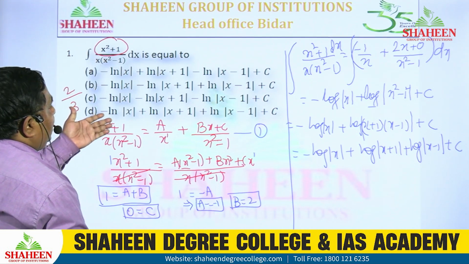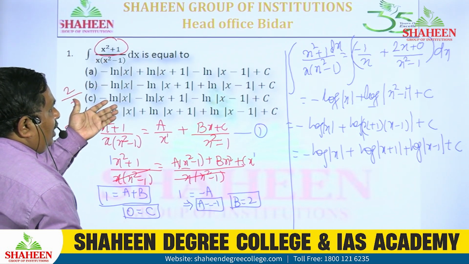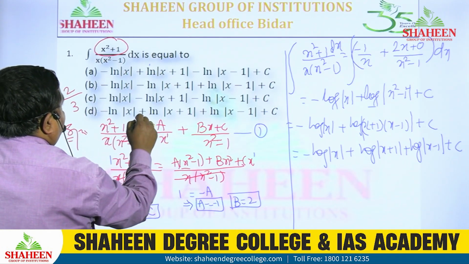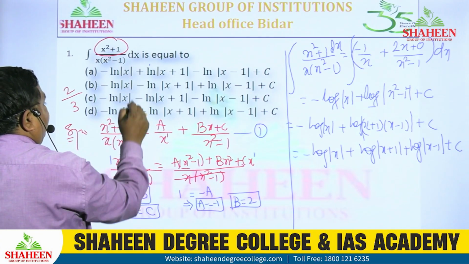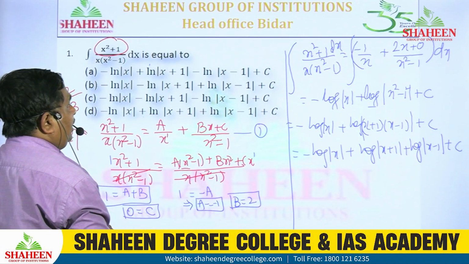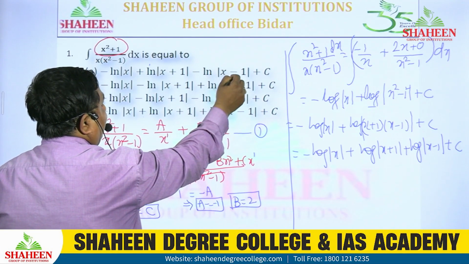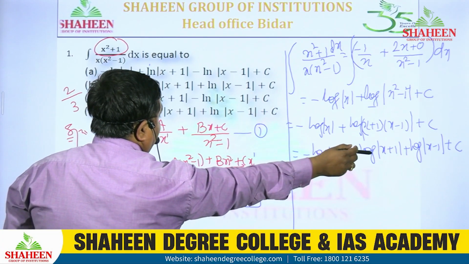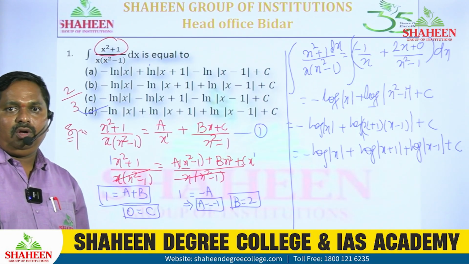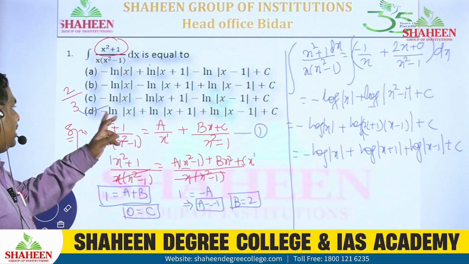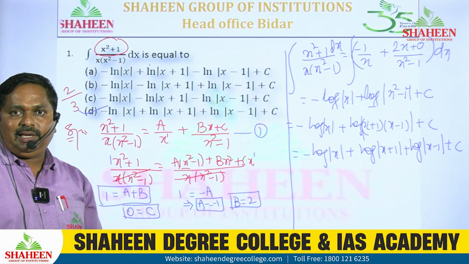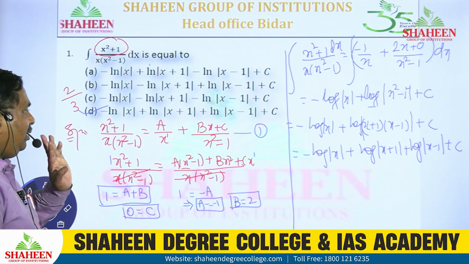Minus log x, in all four options we have minus log x plus log x plus 1 plus log x plus 1. Either the first or fourth is correct, because in the second and third both are minus. The last one is minus log x minus 1, but in the answer we are getting plus. It means that the fourth option is correct. Minus log x plus log x plus 1 plus log x minus 1 plus c is the correct option, and that is the fourth option.